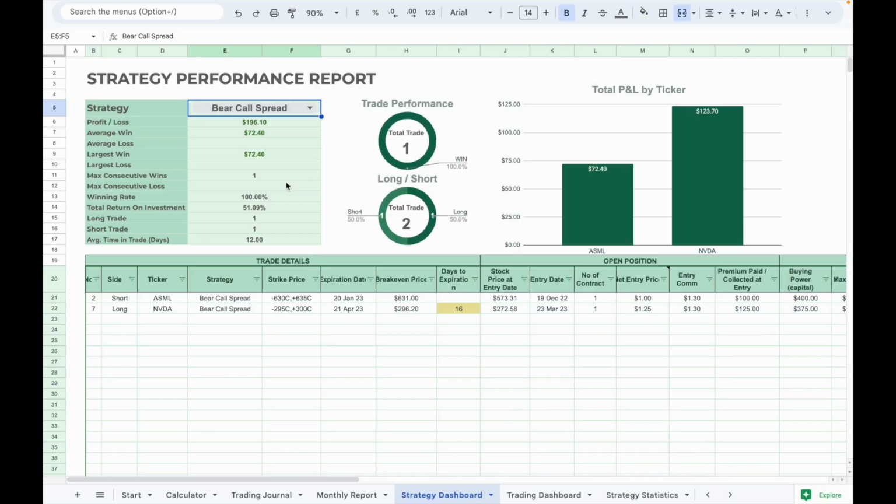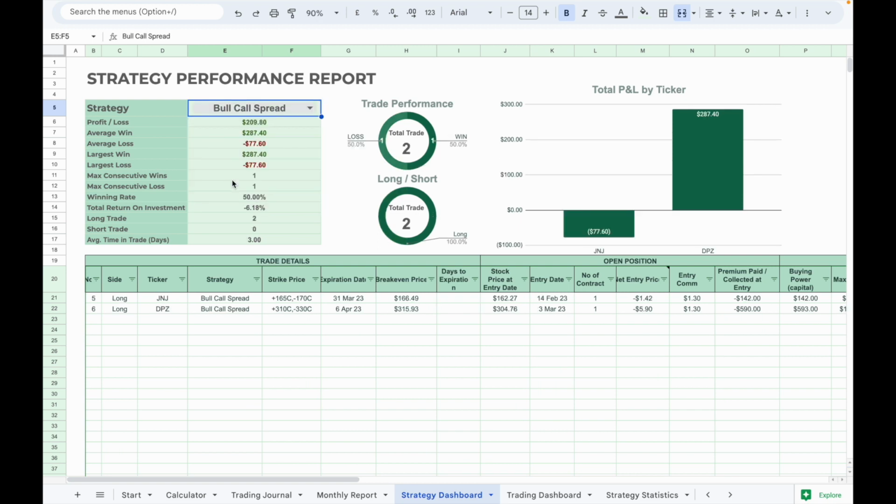If you want to see the trading statistics for each strategy, you can go to the strategy dashboard and select the strategy to view. It shows statistics like profit and loss, average win, average loss, total long or short trades, and shows you which stock is generating the most profit for you with that strategy. With bull put spread and bear call spread, I achieved a 100% win rate over the last 4 months, while with bull call spread I achieved around a 50% win rate in the last 4 months.